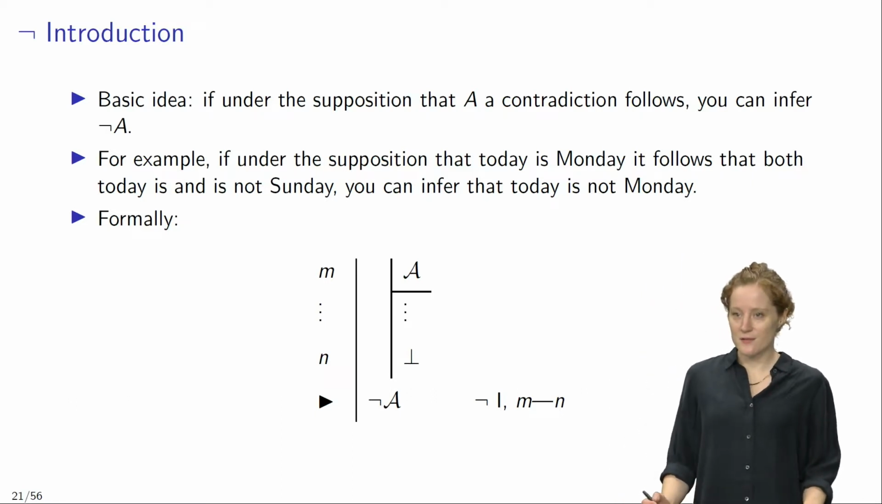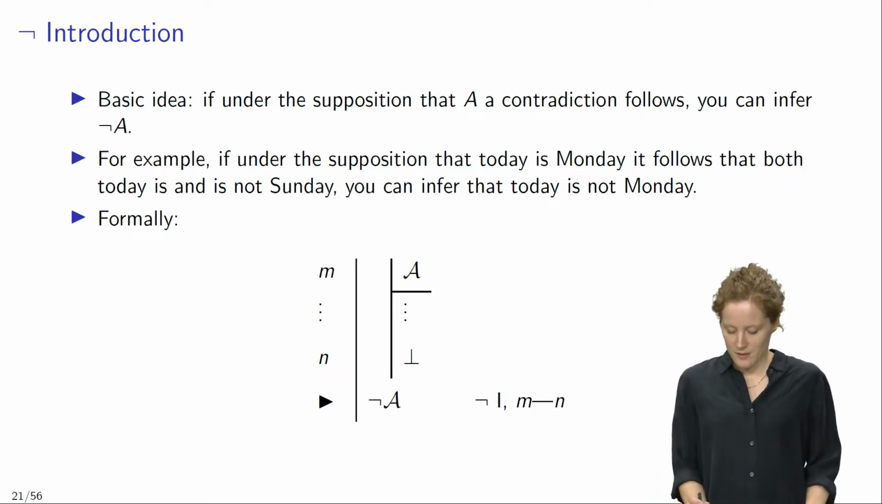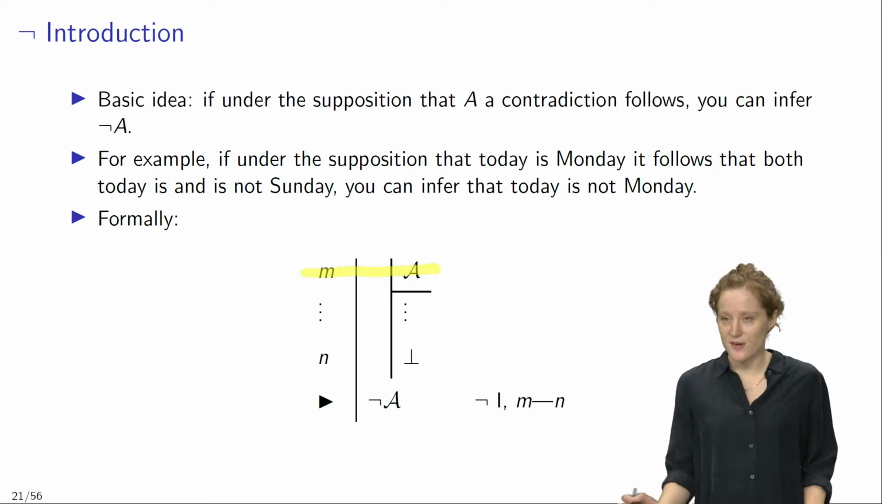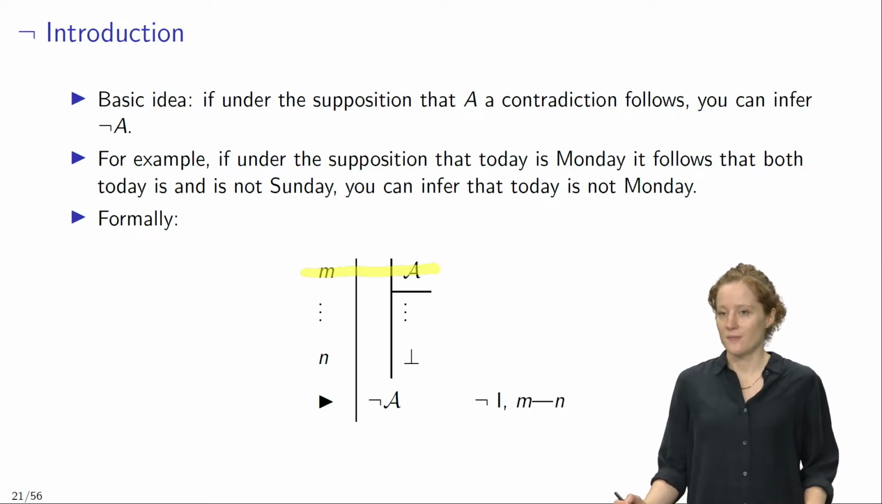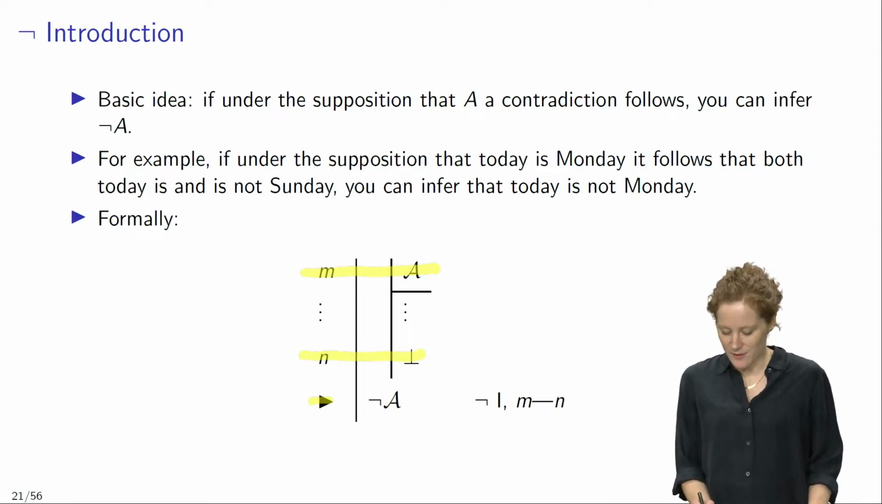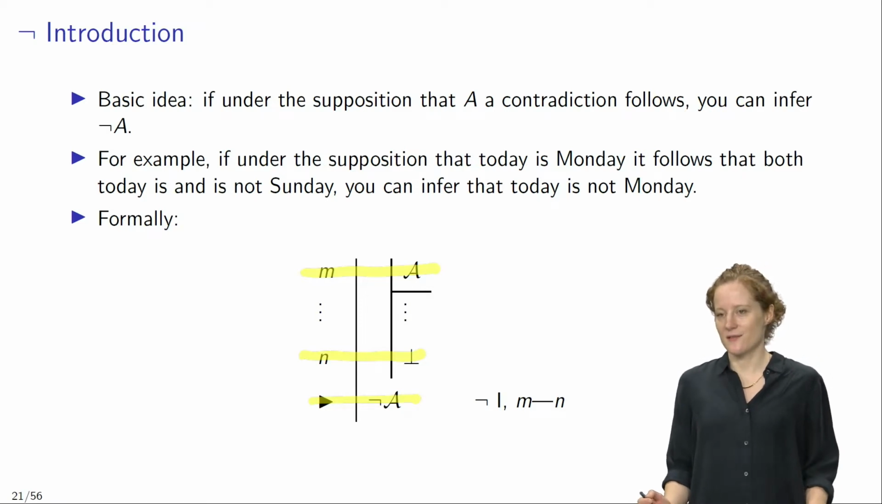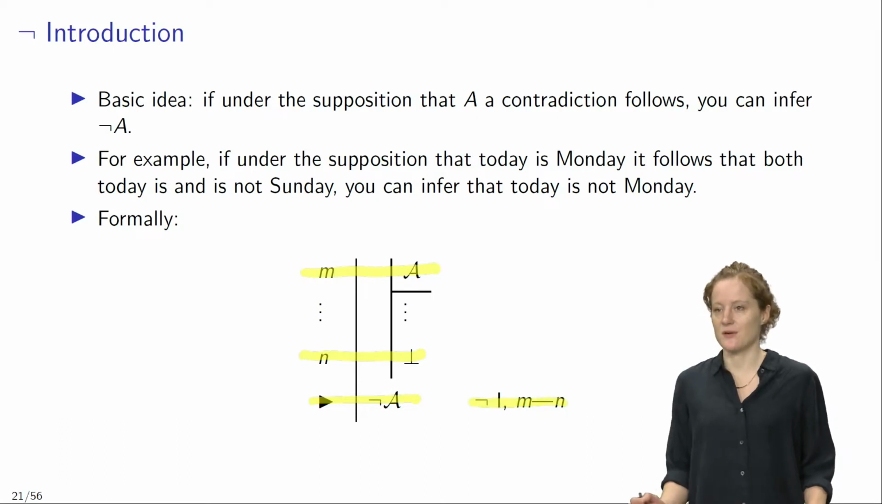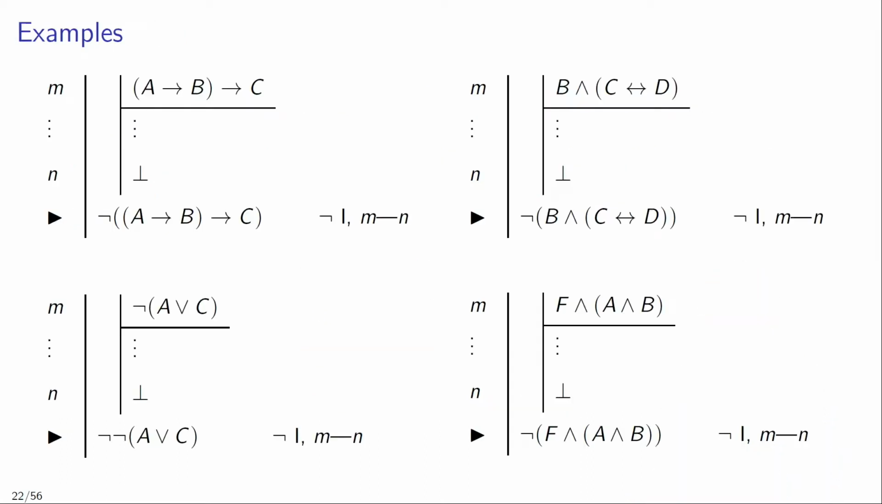So formally, this rule looks like this. Suppose in line M of your proof you have a sentence of the form A, and this sentence entails a contradiction. You can then infer not A and justify this inference by citing negation introduction and the whole subproof from line M to N. Here are a few examples illustrating the use of this rule.